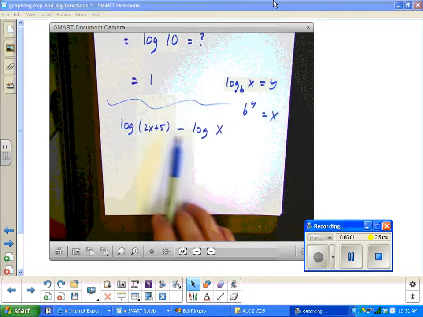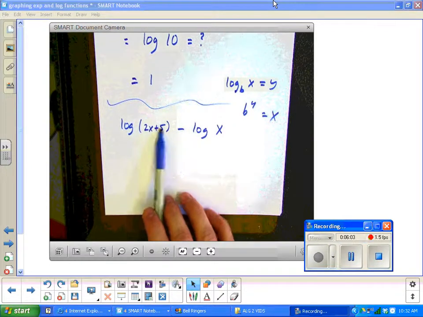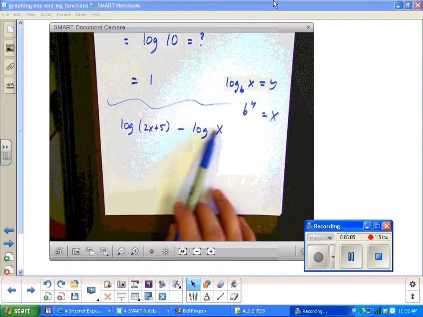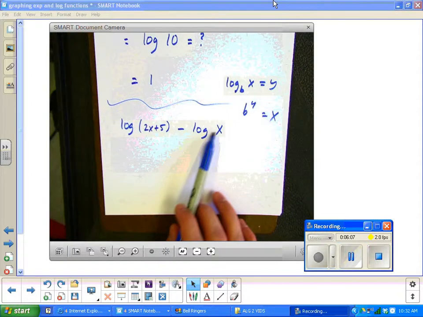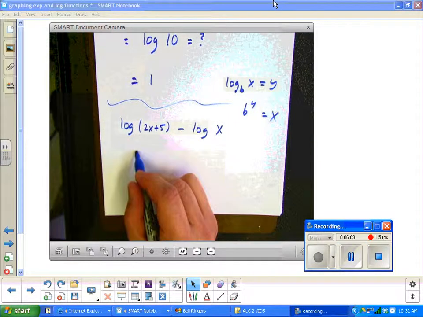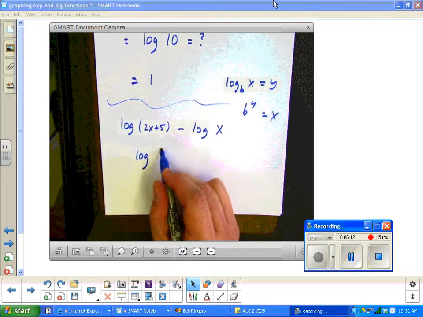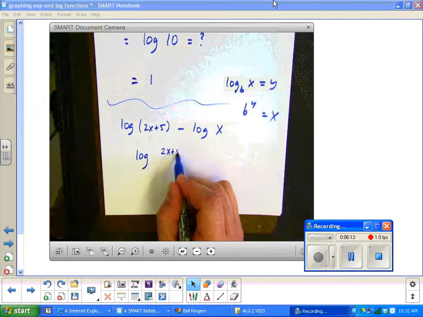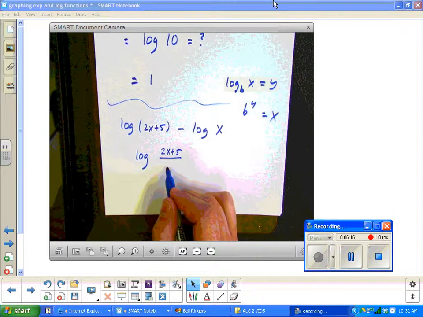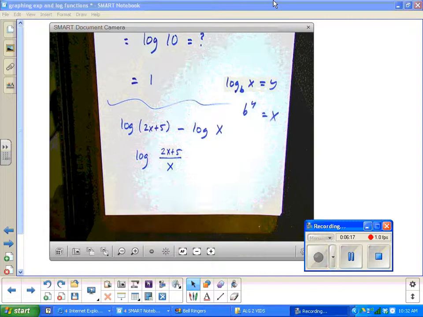So we're going to condense them down into one logarithm. So what are we going to actually do with this expression and this one? Divide. Okay? So it's going to be a single logarithm. So it'll be the log of 2x plus 5, divided by, or over, x.